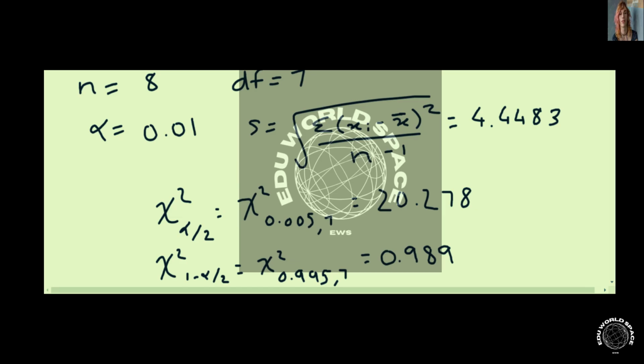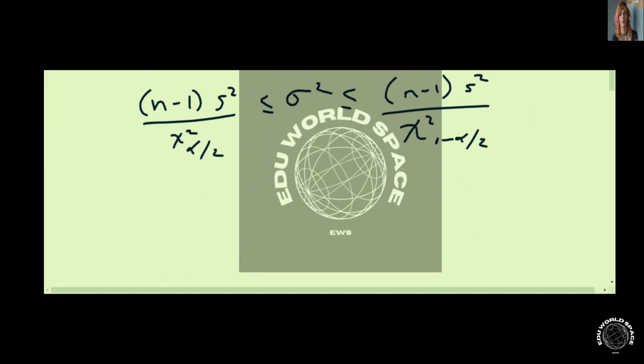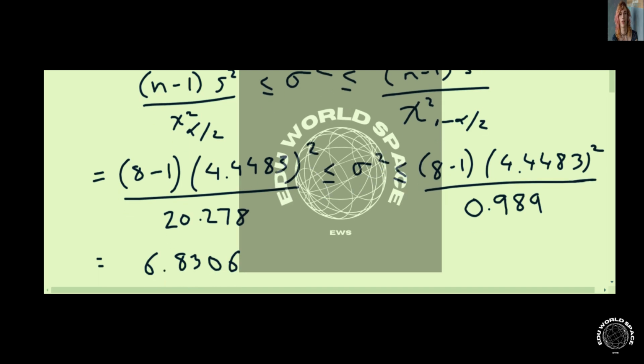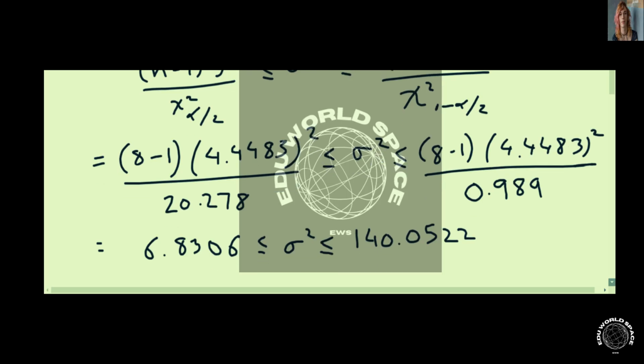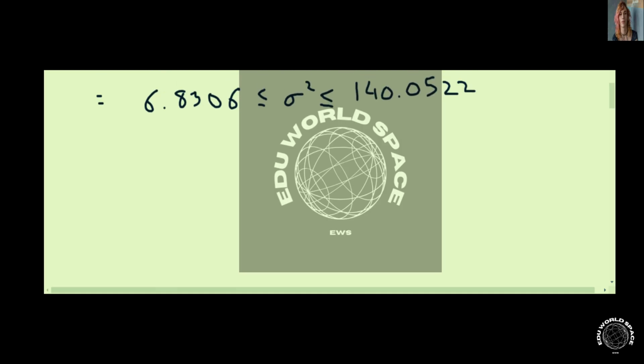Now that we've found the critical values, we can move on to calculate the confidence interval for our population variance. We do so using this formula here. Plugging in the values we have, we get this expression for the confidence interval for our population variance. Simplifying this expression further, we get the lower limit of our confidence interval as 6.8306 and the upper limit as 140.0522. Now this here is the confidence interval for our population variance.